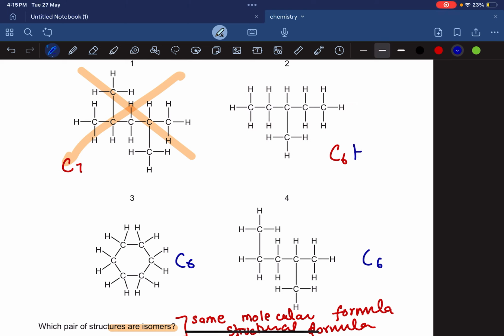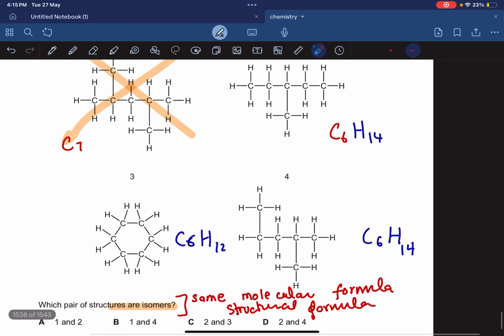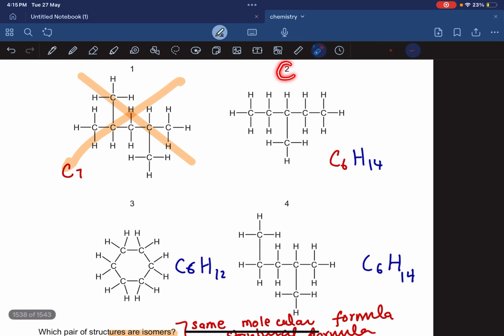Okay, H14. Now for this one, I know technically that's going to be 12, but still I'll count for the sake of simplicity: 1, 2, 3, 4, 5, 6, 7, 8, 9, 10, 11, 12. H12. And this one is going to have H14. So what do you guys think? What are isomers over here? We have C6H14 and C6H14. Structures 2 and 4. What do you guys think about them? Are 2 and 4 isomers?